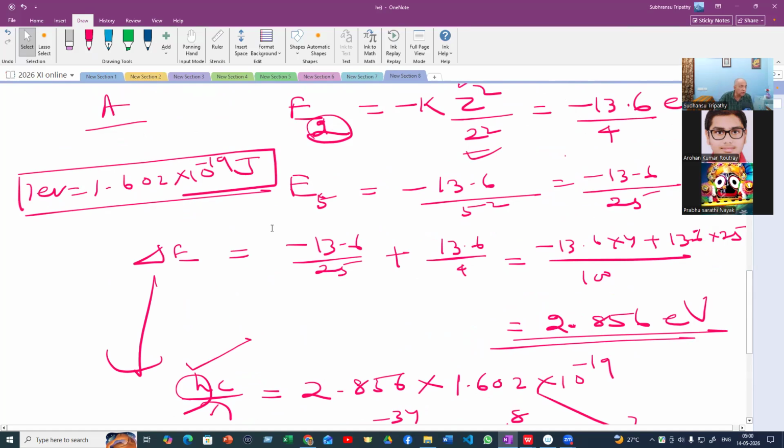1 electron volt is how many joules? It is the same as the charge of 1 electron in magnitude, because the definition of electron volt is the work done when one electron moves through a potential difference of 1 volt. And we know the electrical work done is V into Q. So V is 1 volt, Q is 1.602 times 10 to the minus 19 coulomb. So volt into coulomb is equal to joule.